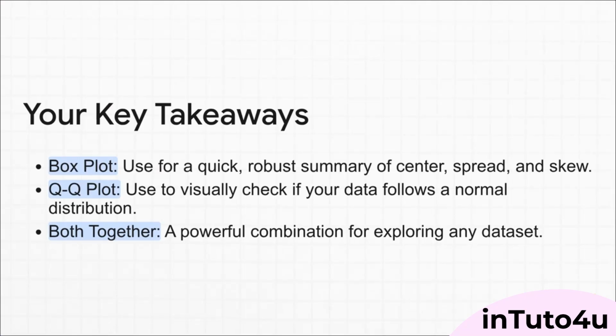Here's what you really need to remember. Grab a box plot for that 5-second summary. It is the fastest way to understand your data's basic shape, period. Then, pull out a QQ plot whenever you need to check that critical assumption of normality before you run other tests. And honestly, using them together is a 1-2 punch that's a powerful first step in exploring any data set.